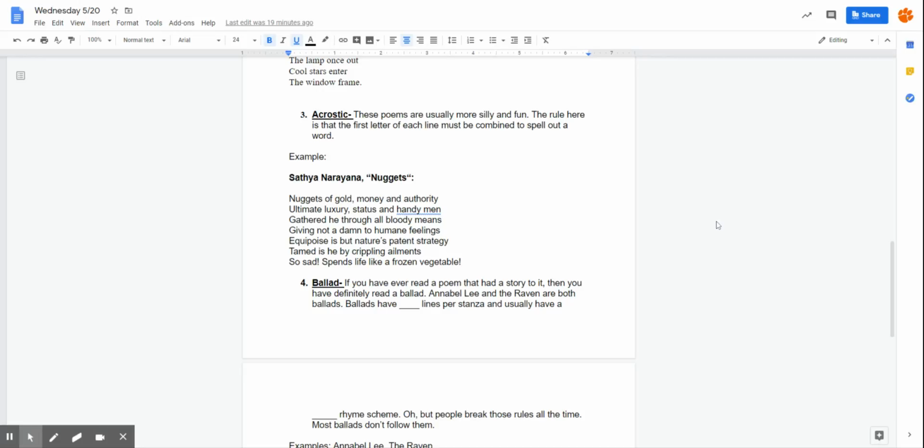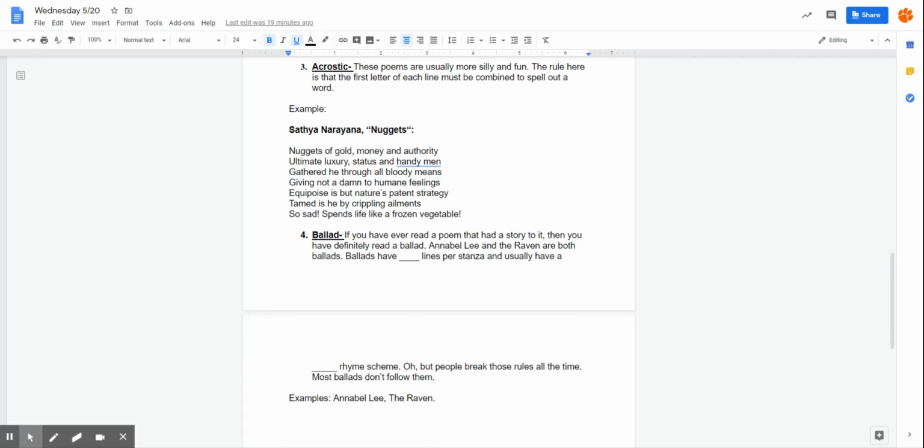The third type of poems are acrostics. Acrostics are usually silly and fun, and the rule here is that the first letter of each line will spell out a word. Now, the example that I chose is not silly and fun, and Edgar Allan Poe wrote an acrostic, so they definitely don't always have to be silly and fun.